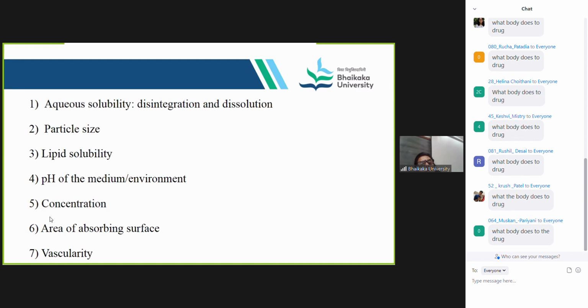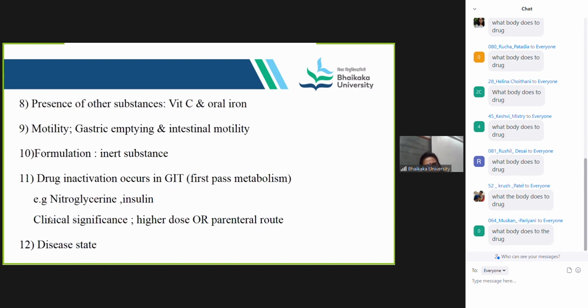Suppose the drug is absorbed in the intestine, so absorption will take a little longer time, or if it is in the stomach, that means the area of absorbing surface is less. Vascularity means vascular surface: with more vascularity, absorption will be more or faster. There are certain substances which have an impact on absorption. So either one drug may hamper the absorption of another, or one drug may increase the absorption of another drug.